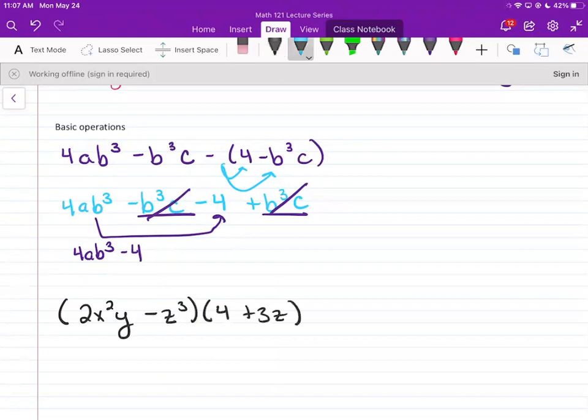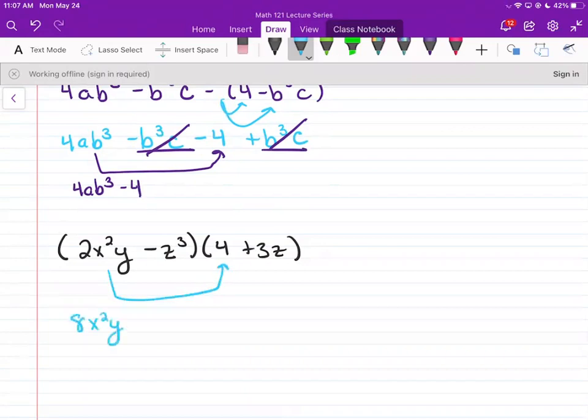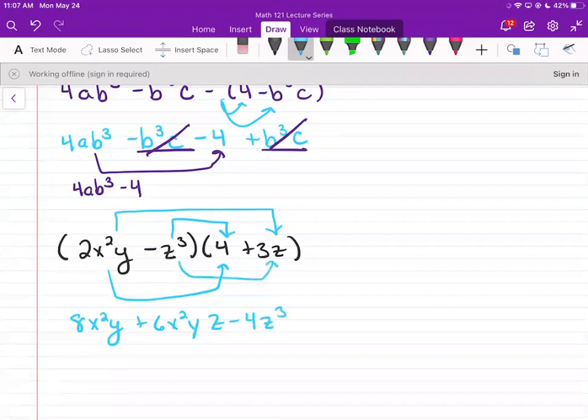I'm multiplying two binomials. And don't forget the term FOIL. We're going to do first terms, which gives us 8x squared y, outside, which gives us plus 6x squared yz, inside, which gives us minus 4z cubed, and last, which gives us minus 3z to the fourth. It is always important to check for like terms after you multiply two binomials, but in this case, we do not have any like terms, and so this will stay as is.